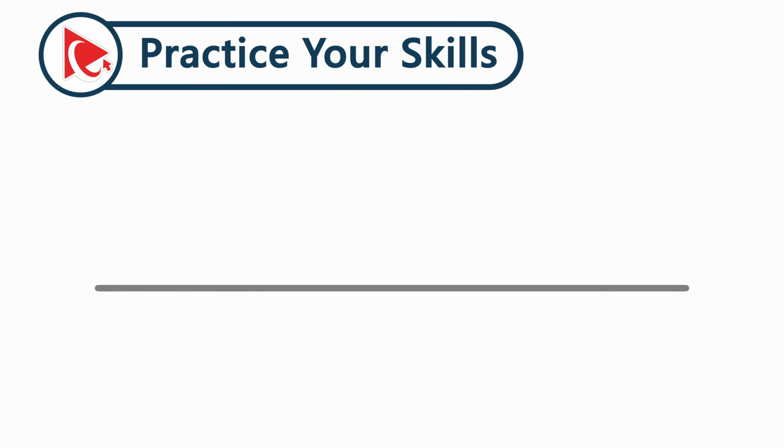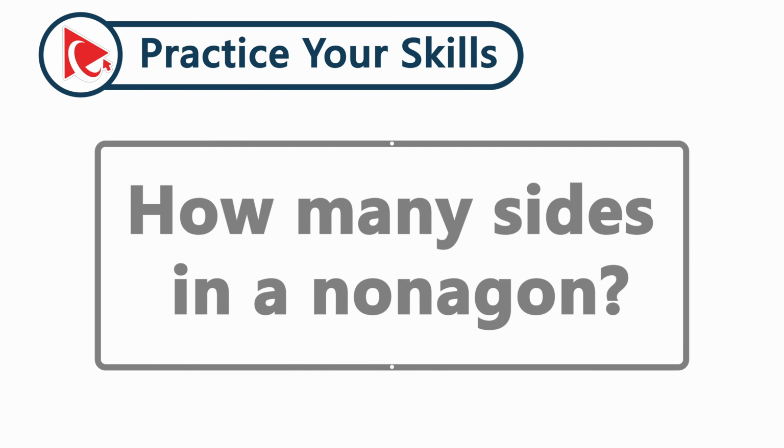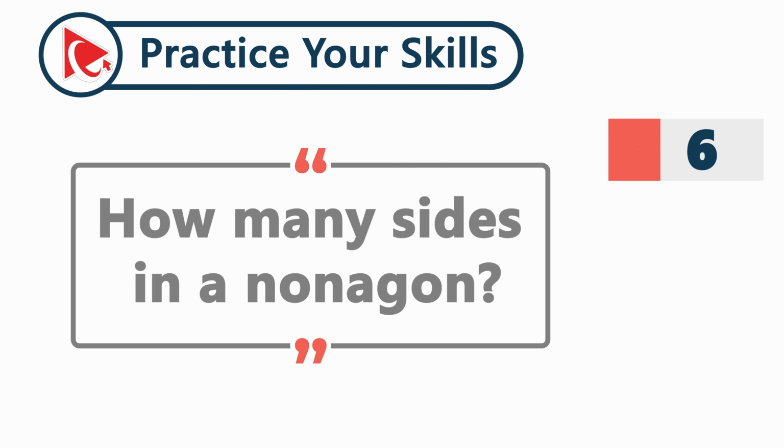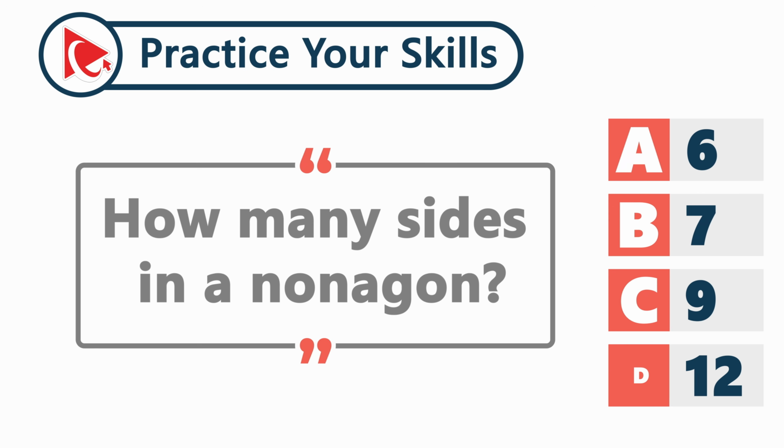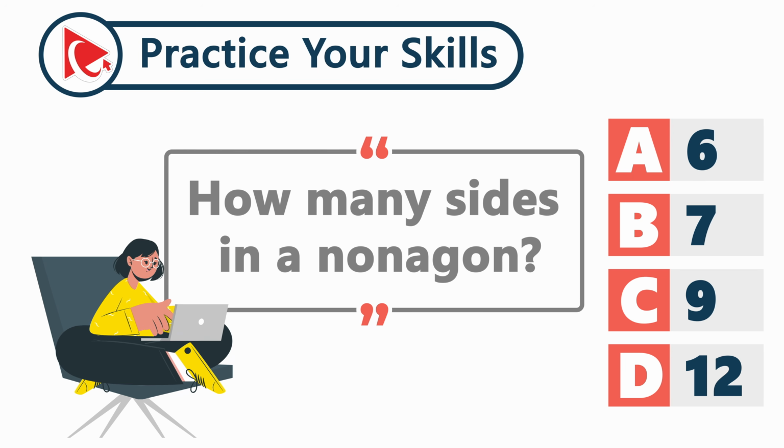Here's the question for you to practice your skills. How many sides in a nonagon? And the choices for the answers are choice A, 6, choice B, 7, choice C, 9, and choice D, 12. Once you've determined your answer, post it in comments and I'll give you my feedback. Good luck with this intriguing challenge.